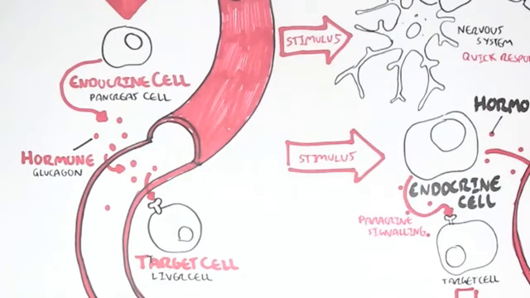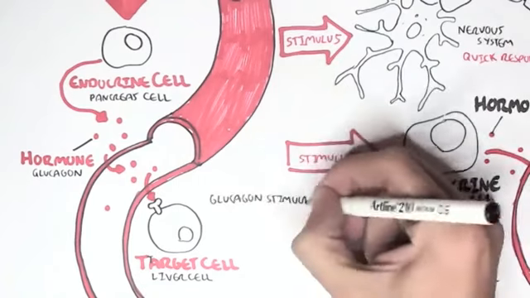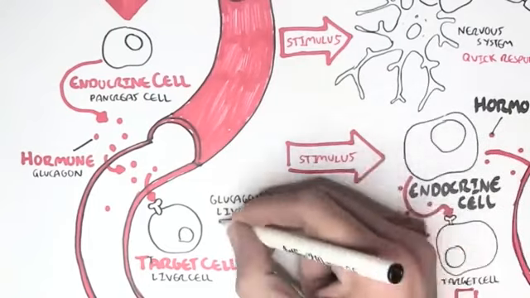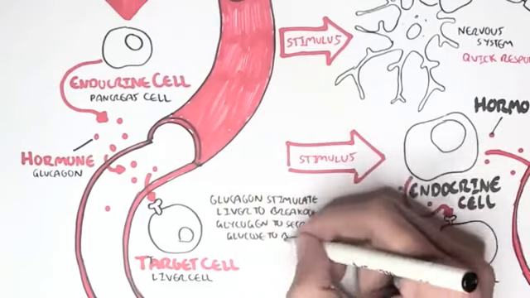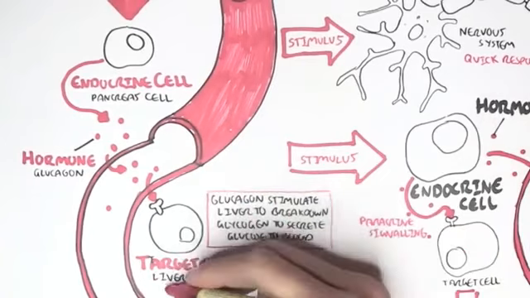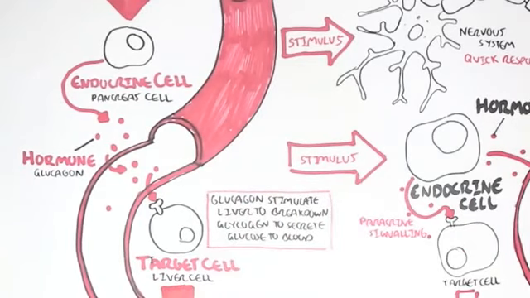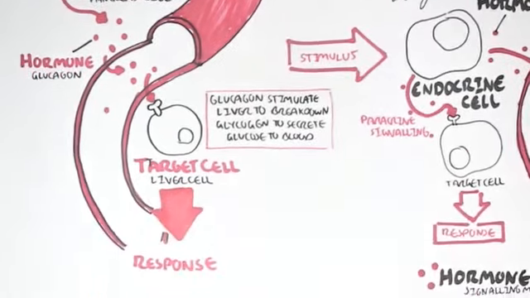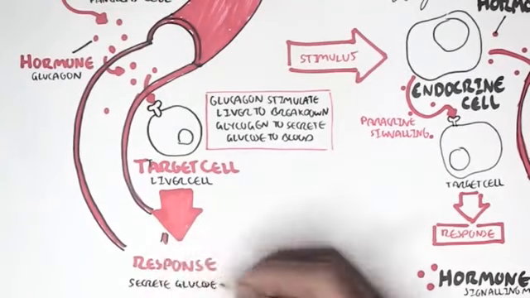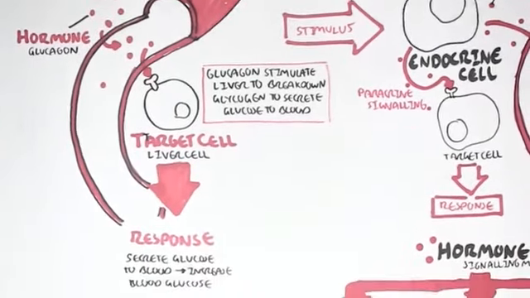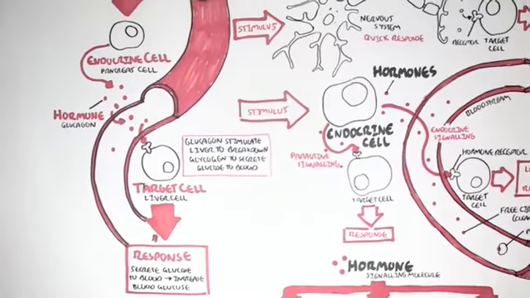When glucagon binds to the receptors on the liver cell, glucagon will stimulate the liver to break down glycogen to secrete glucose in the blood. And so the response by this liver cell is that it will secrete more glucose in the blood, which will increase blood glucose levels, like so. All this glucose is being secreted out.